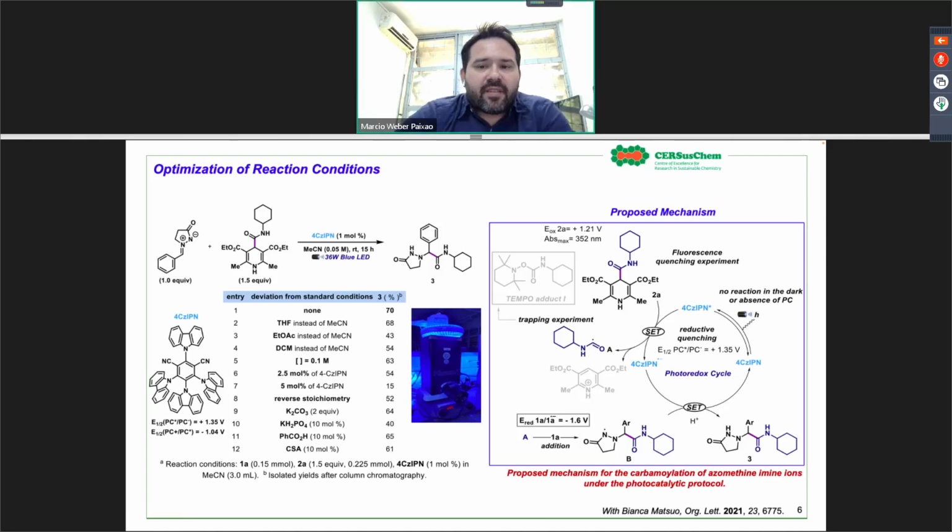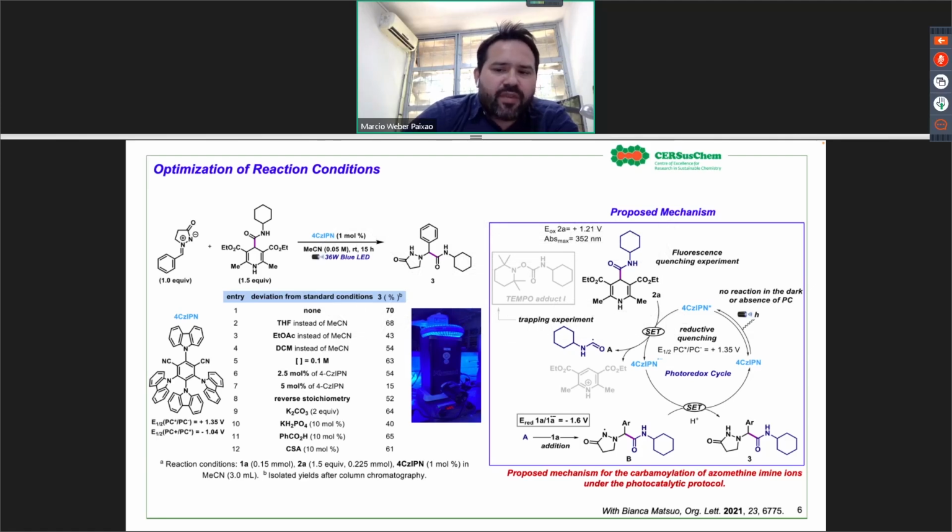So our study began using an azomethine derived from benzaldehyde and a cyclohexylamine derivative, dihydropyridine, as a model substrate, and by evaluating the parameters of the reaction conditions, we identified that using only 1% of the photocatalyst, we are able to obtain the corresponding product in high yield, 70% yield, having acetonitrile as a solvent and 456 nanometer blue light-emitting diode irradiation.